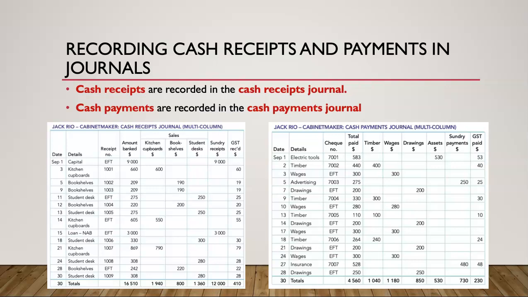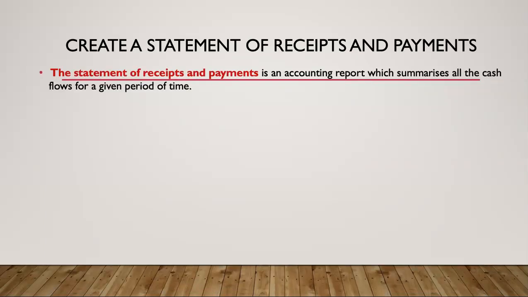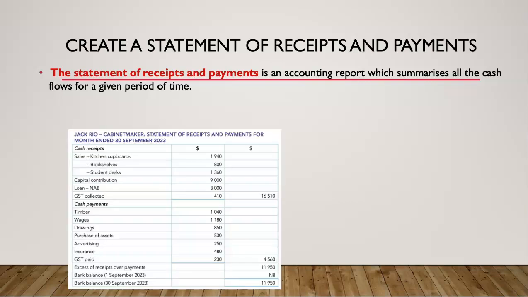We can do better than these journals. We make a report called the Statement of Receipts and Payments. The Statement of Receipts and Payments is an accounting report which summarizes all the cash flows for a given period of time, and it looks something like this. And I think you can all agree that this looks much more clear than the two journals. It is, though, the exact same information.